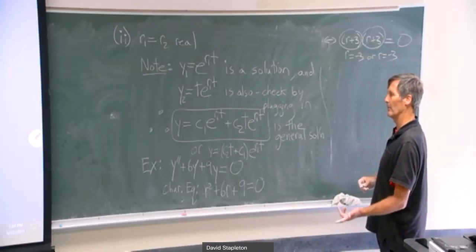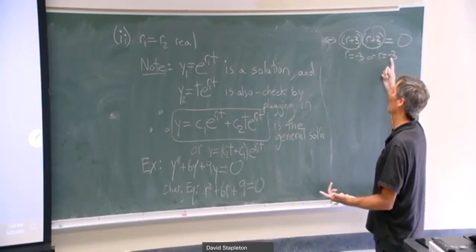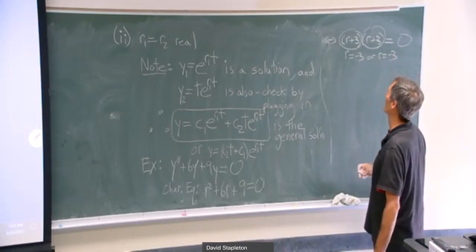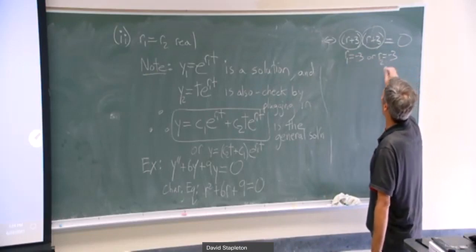It can have two distinct real solutions. It can have exactly two equal real solutions. That's what we got in this case. Or it can have two complex conjugate solutions. All right, so R1 and R2 are equal.